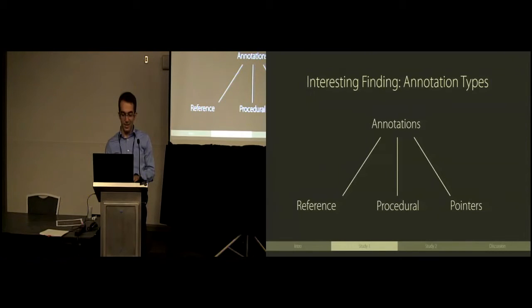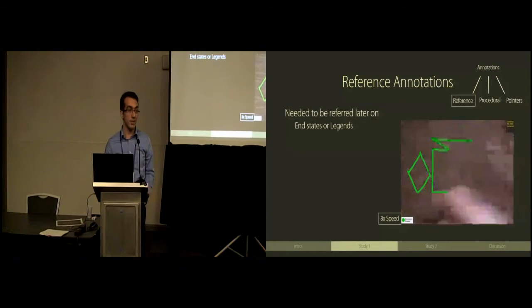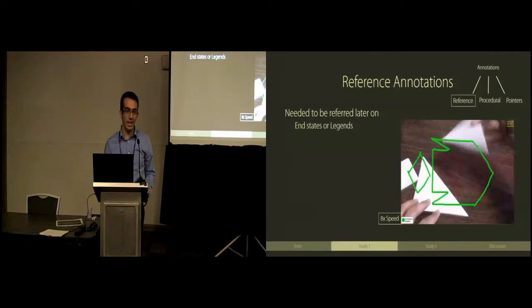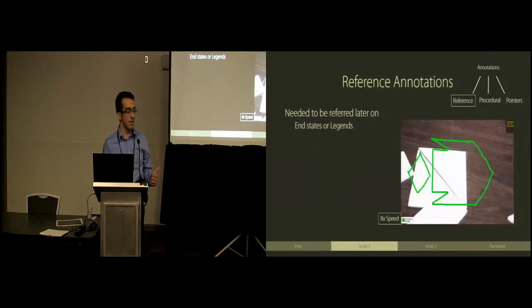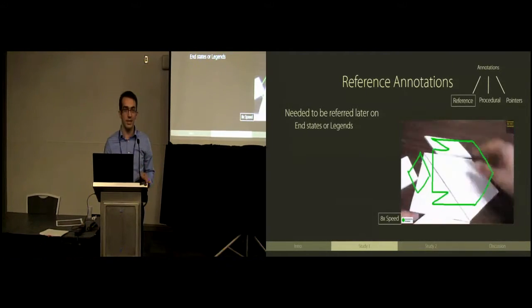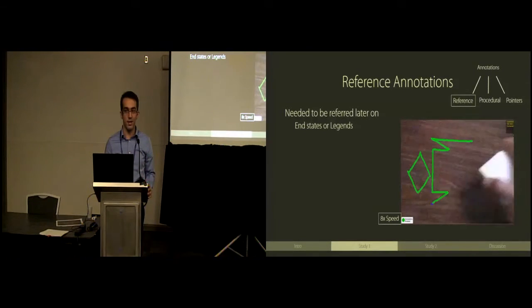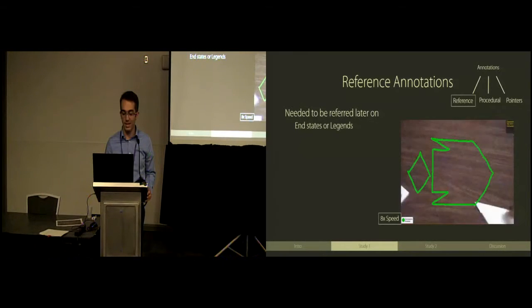Okay. So maybe the most interesting finding was this one. We were able to classify the annotations into 3 main categories: reference, procedural, and pointers. So the first type was reference annotations that were needed to be referred later on, like end states or legends. In this video, you can see the tangram puzzle task. The helper draws the outline of the final shape, and then the worker works on his own to do the task.